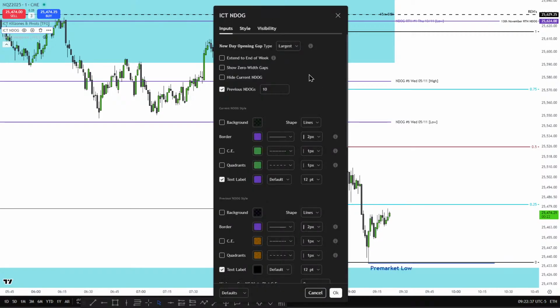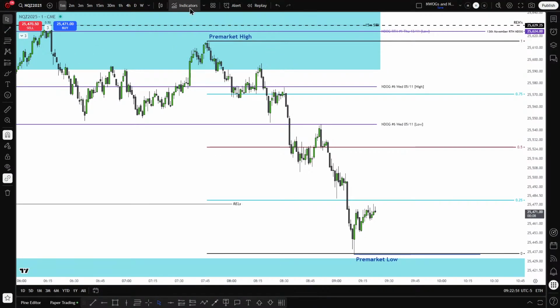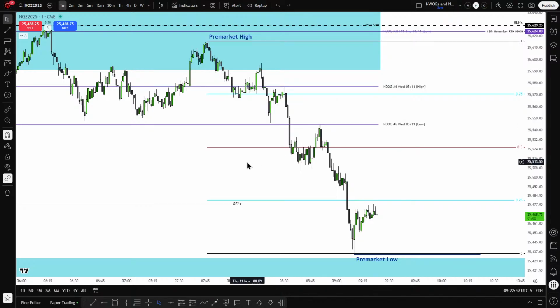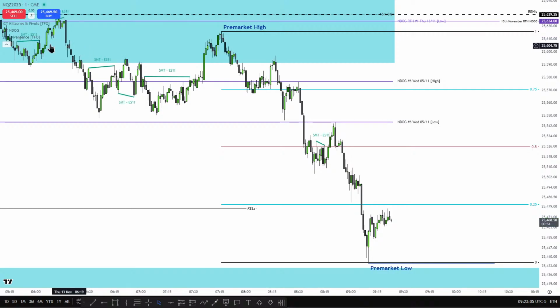Hello Sui, hello Zach. Nice to see you both. I'm using the NDOG indicator because I accidentally took all of my new day opening gaps off. This is the lifesaver ICT NDOG. It is called ICT New Day Opening Gap by Noob Traders, if you want to use that. I never use the SMT indicator. Never.